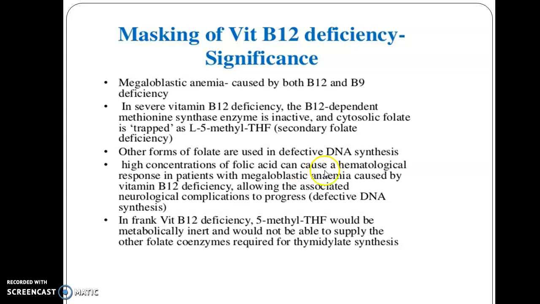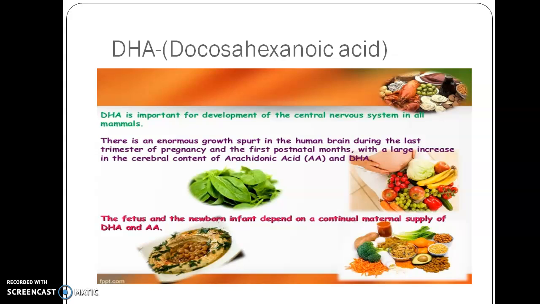High concentration of folic acid can cause a hematological response in patients with megaloblastic anemia caused by vitamin B12 deficiency, following associated neurological complications due to progressive or defective DNA synthesis. In fact, there is vitamin B12 deficiency. 5-methyl THF could be metabolically inert and could not supply the other folate coenzyme required by thymidylate synthesis. So you might find all this very complicated. Just understand that vitamin B12 deficiency will affect the DNA synthesis. It will cause anemia, that is called megaloblastic anemia.